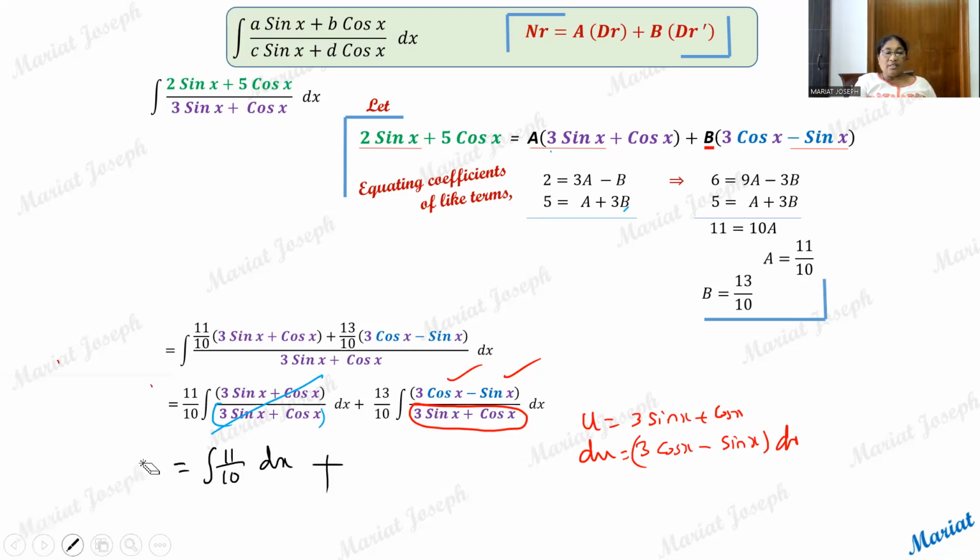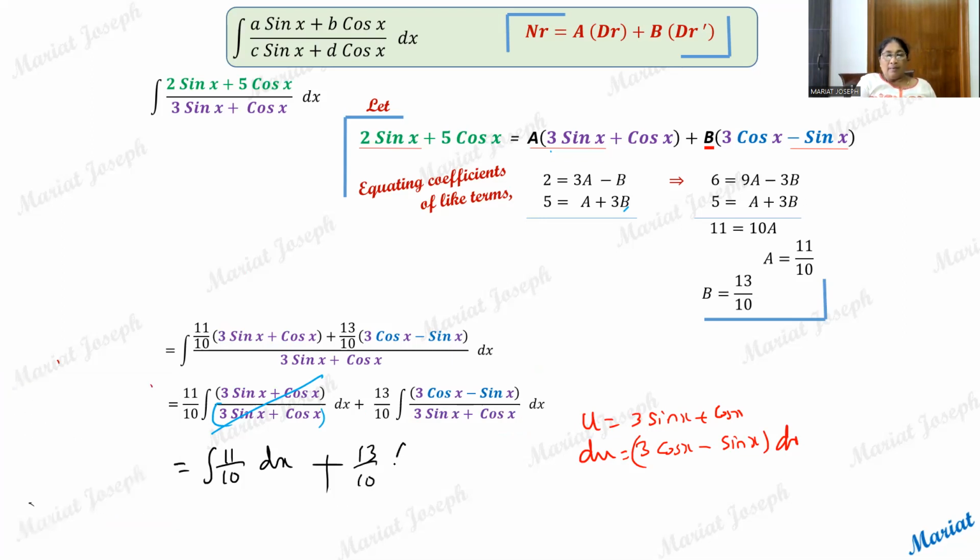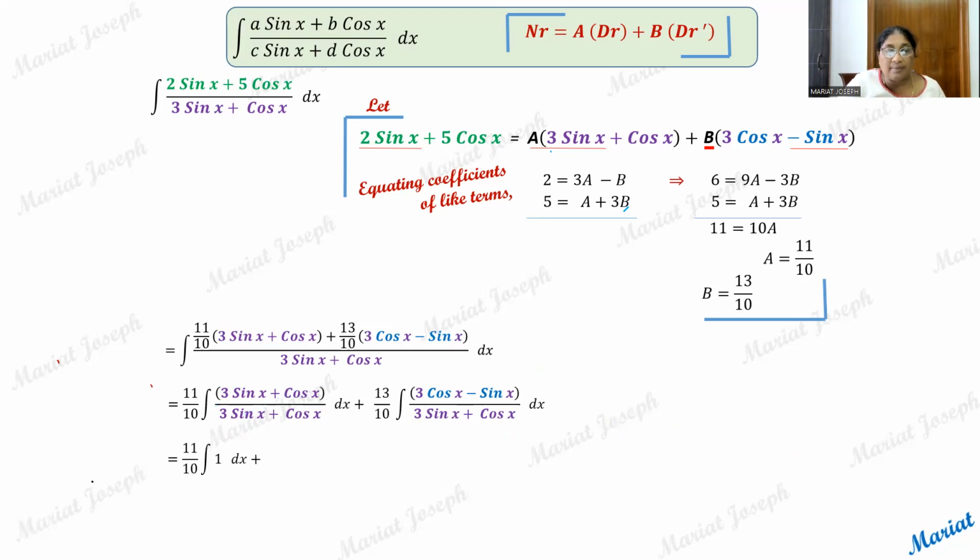So Ishita, tell me, what is the second step going to be if you give the substitution? Ma'am, 13 by 10 integral of 1 by u du. Exactly. So we can complete the integration just in one step now. This is it. Khushi, what is the integral of the first term, beta? Integrate it. 11 by 10 into x. Very good. Second one, you also tell.